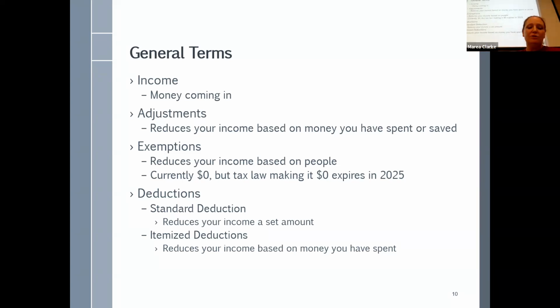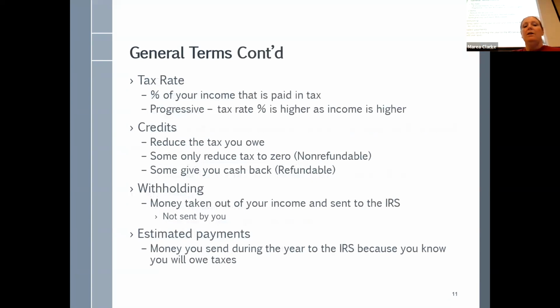Deductions also reduce your income. The standard deduction reduces it by a set amount. The itemized deductions, again, reduce your income based on the money that you have spent. If you spent it on certain things that the government has said are great, then that will reduce your taxes. The tax rate is the percent of your income that's paid in tax, and the tax rate is progressive. So it starts off at 10%, then it goes up to 12%, and up from there. So as you earn more money, you pay a higher percentage on those levels of your income.